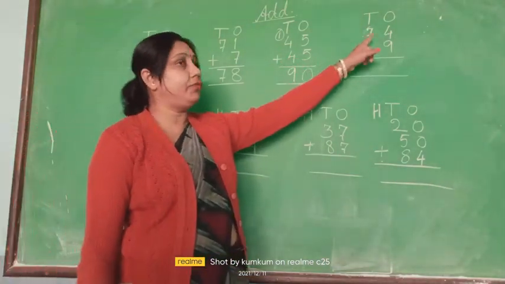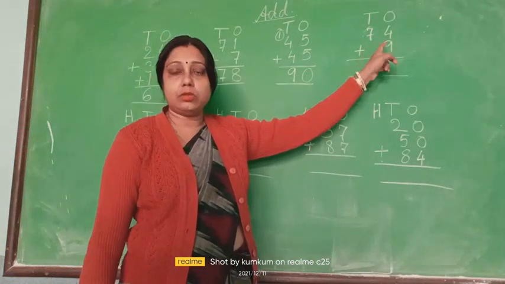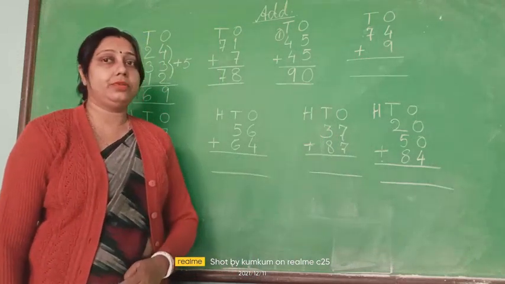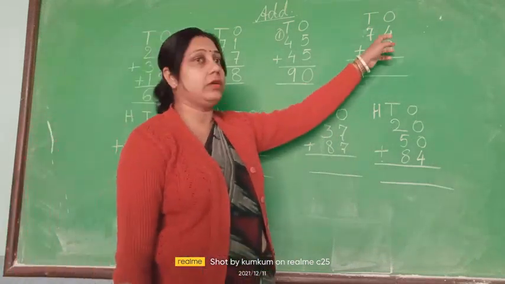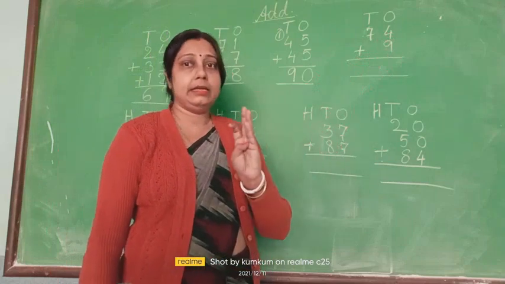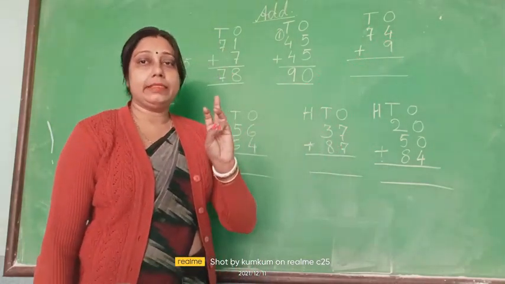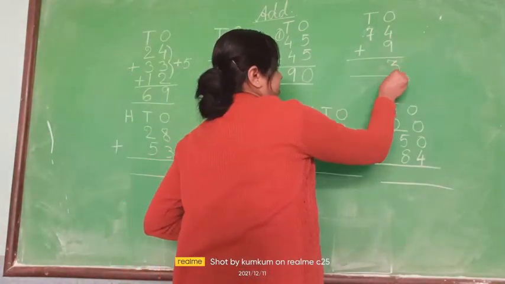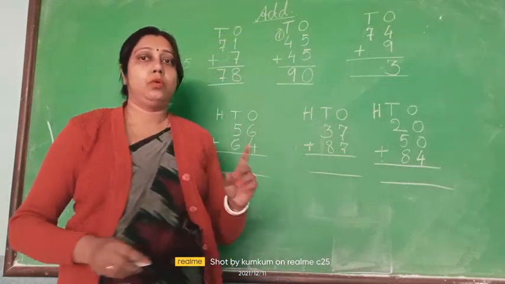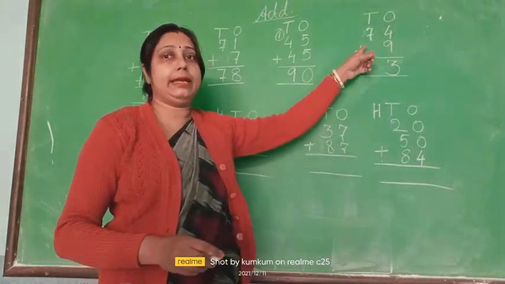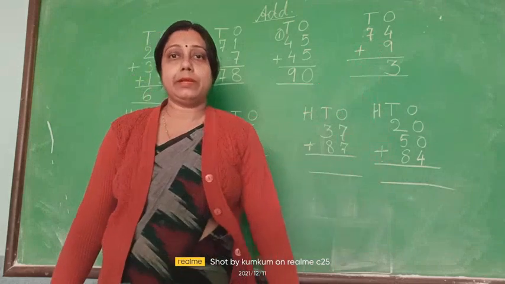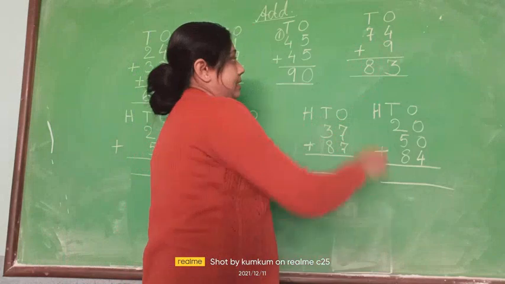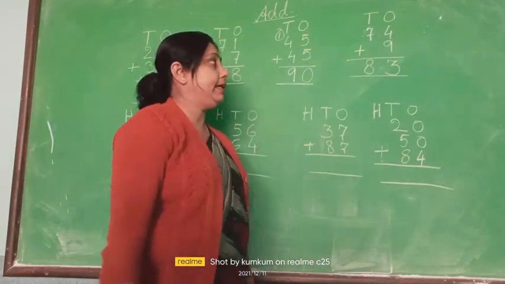Next, 74 plus 9. It is also tens and ones, 2-digit number. We are adding 1 digit with 74. So after 9, you have to count 4. So 9, 10, 11, 12 and 13. So I am going to write here 13, 3 and 1 in hand. 1 will be added with 7. So 7 plus 1, 8. So the answer is 83.